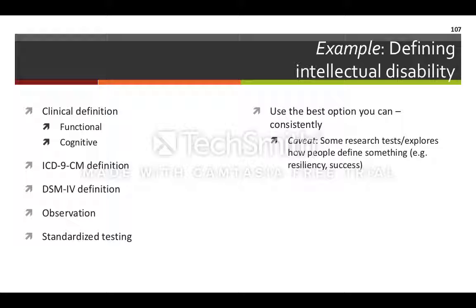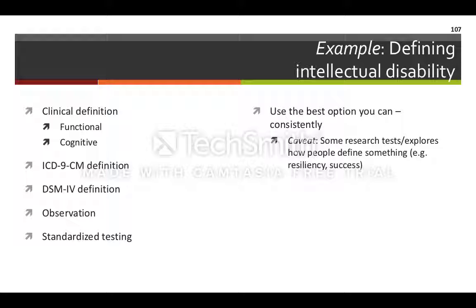And so this is where your knowledge as clinicians and your clients' needs really come in. So you're relying on your clinical experience, your expertise, and your knowledge of your clients, or what they're saying about themselves, to pick the best option you can. And then use that option consistently as long as it applies to the population.